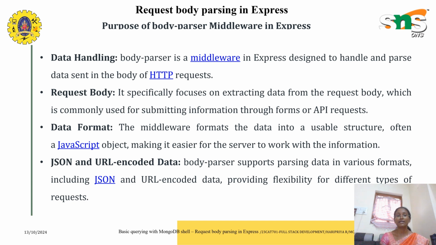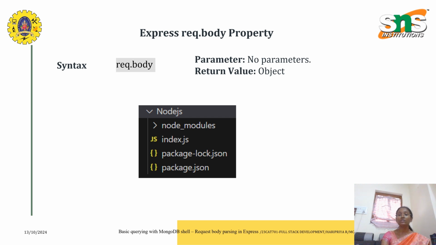The next one is JSON and URL-encoded data. It connects through body-parser in various formats. URL-encoded data means the different types of requests you give through the network. Next is how to work with the Express framework and the database. I'll give the syntax, and at the same time show how to create the folder in Visual Studio and how to connect there.